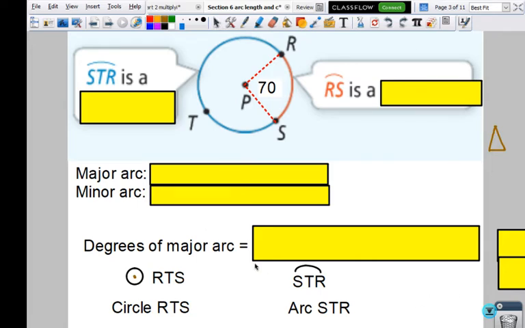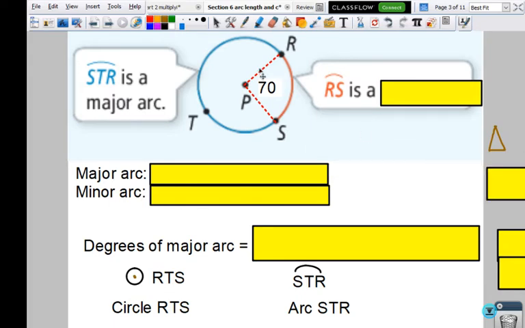So, inside here, STR is a major arc, and RS is a minor arc. So let's look at it. Okay, STR. I'm going from S to T to R. That is the whole blue piece right here.